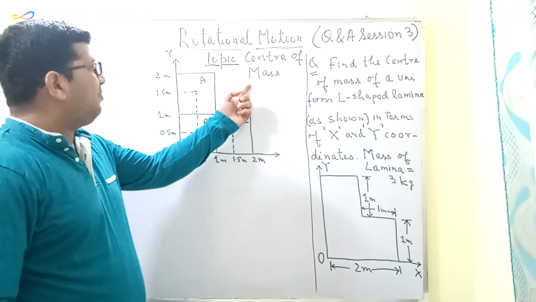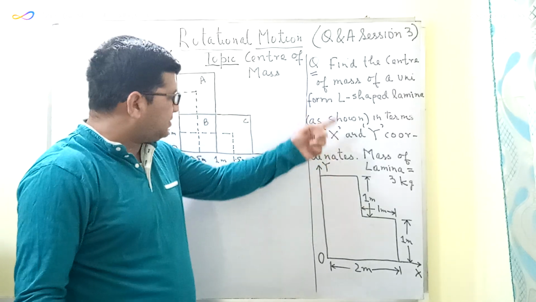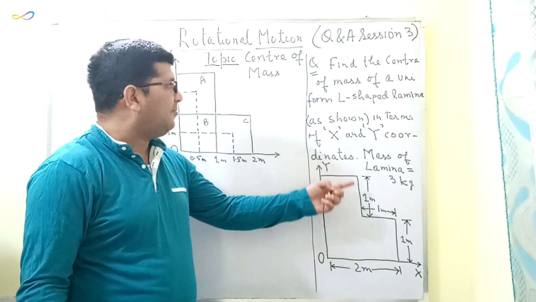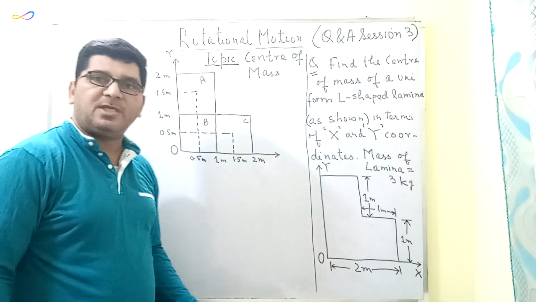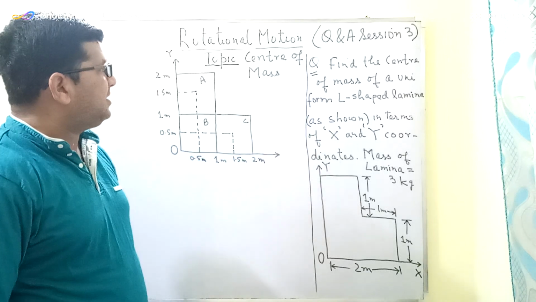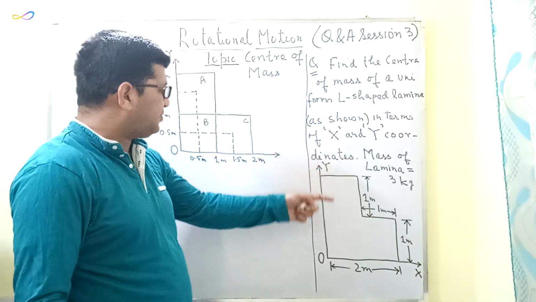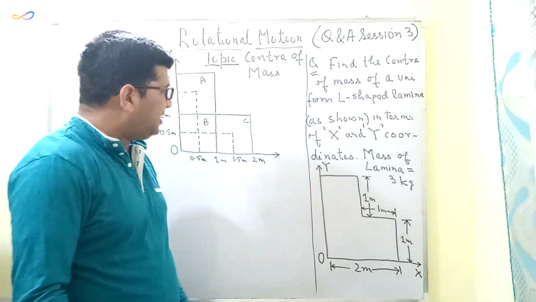The topic is center of mass, and the question for this session is written on this board. This question has been taken from the NCERT book, and this session is in continuation of session number 2, in which we studied the center of mass. So the question here is, find the center of mass of a uniform L-shaped lamina as shown in this figure. This is the lamina in terms of x and y coordinates.